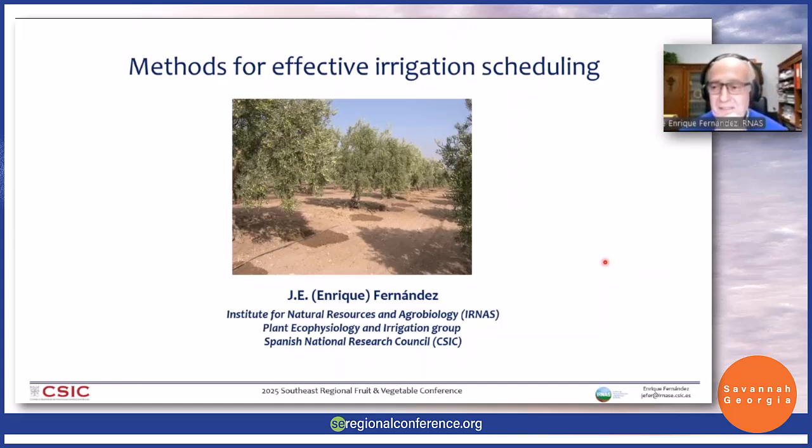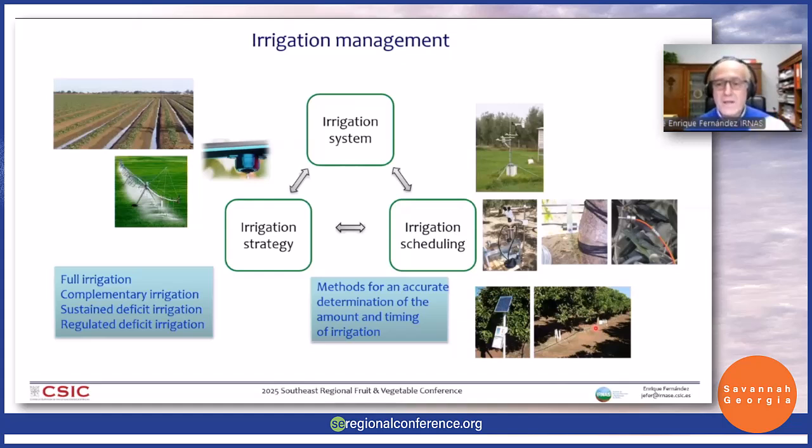Hello to everybody. As mentioned, we are going to speak today about irrigation management. Anybody that manages irrigation has to make decisions on three main things. First of all, which irrigation system is going to be used, also which irrigation strategy is going to be applied, and which irrigation scheduling method is going to be used to calculate the amount and timing of irrigation. Today we are going to speak a little bit on irrigation strategies, but mainly we are going to focus on methods to schedule irrigation.